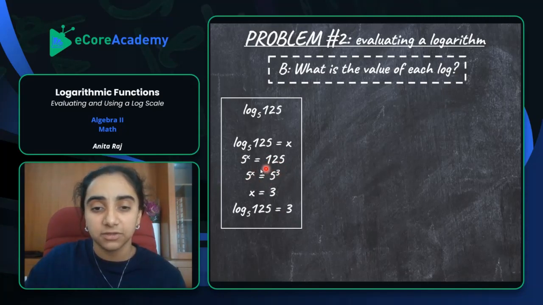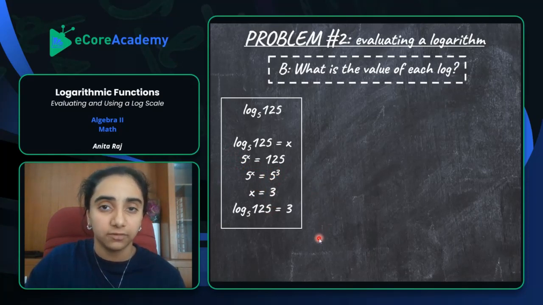Now that the bases are the same, we can set the exponents equal to each other because they must be equal. Therefore, x, which is the power the base is raised to on the left side, is equal to 3, which is the power the base is raised to on the right side. So we get x is equal to 3. We know the final log base 5 of 125 is equal to 3.